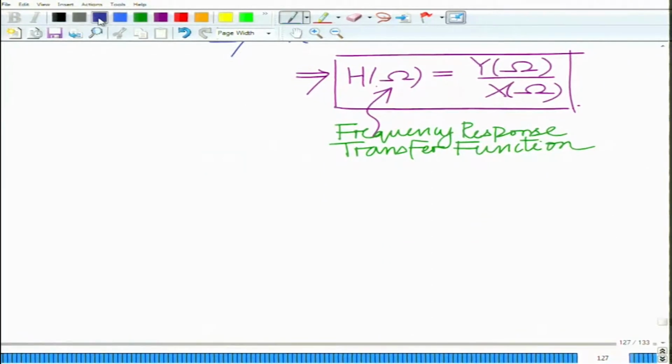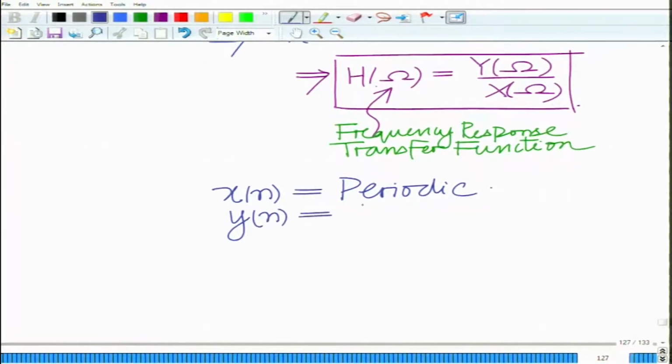And now what happens if x[n] is periodic? Now let us say x[n], the input signal, is periodic. In that case, how do you obtain y[n] given the impulse response, that is, given H(omega)?